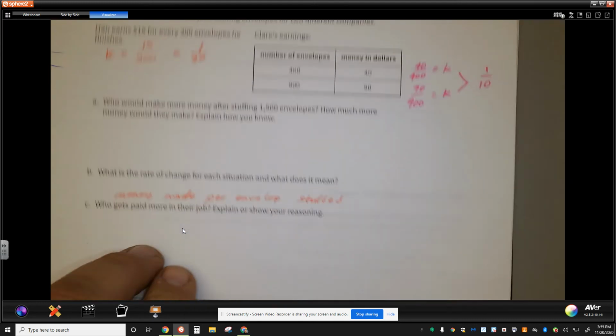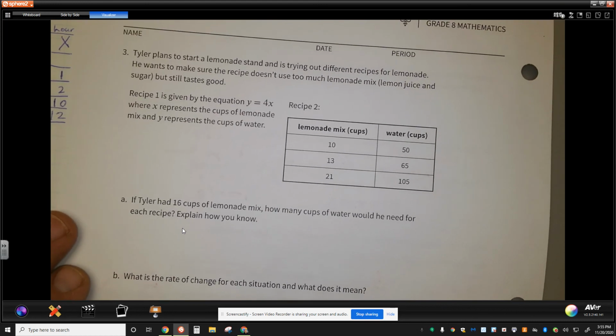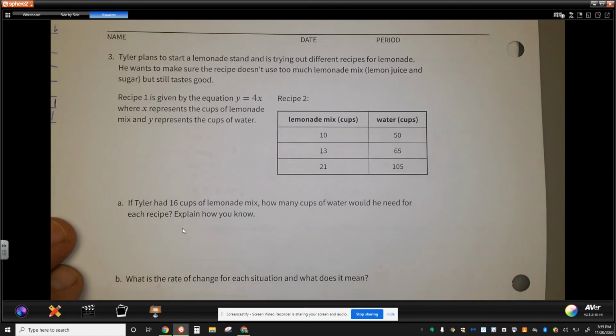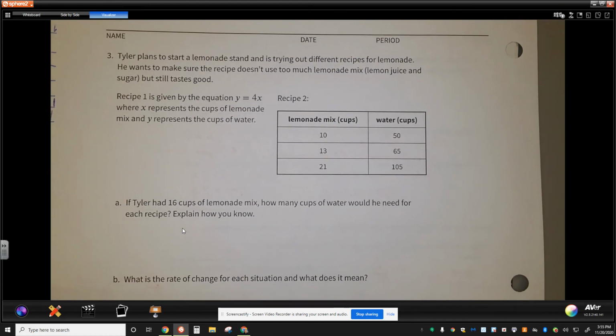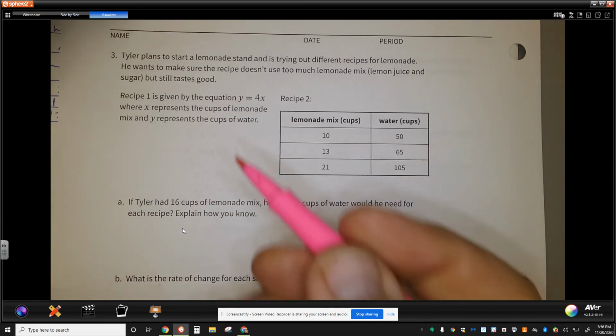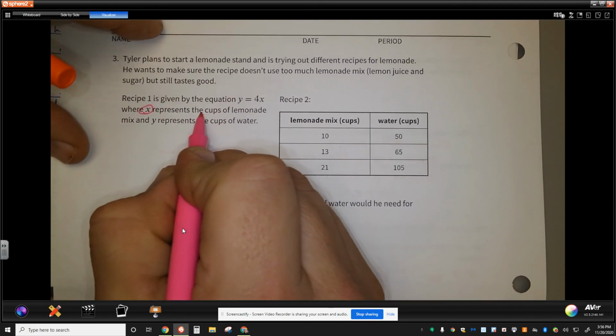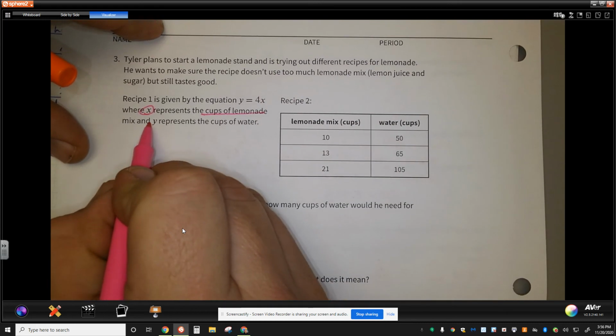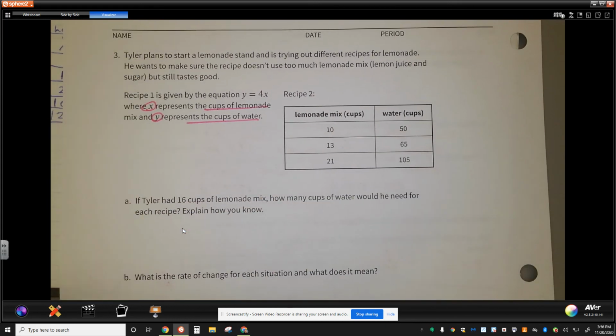Final example is right here about Tyler. He plans to start a lemonade stand and is trying out different recipes for lemonade. He wants to make sure the recipe doesn't use too much lemonade mix, lemon juice and sugar, but still tastes good. So recipe 1 gives this as the equation, y equals 4x, where x is the number of cups of lemonade and y is the number of cups of water.